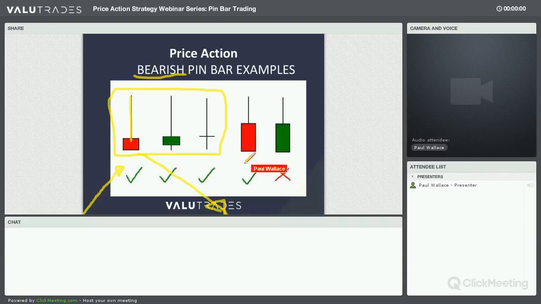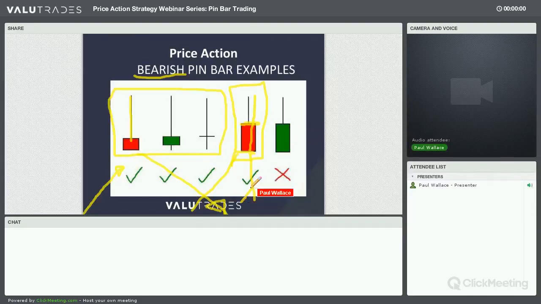Here's the next one. This one we allow. This is the one exception, because think about it. Price has effectively come up. It's opened here, price has gone up there during the day, and then price has fallen all the way back down and closed on its lows there. It's a real reversal candle, and we would expect price to drop down from it for the next day.